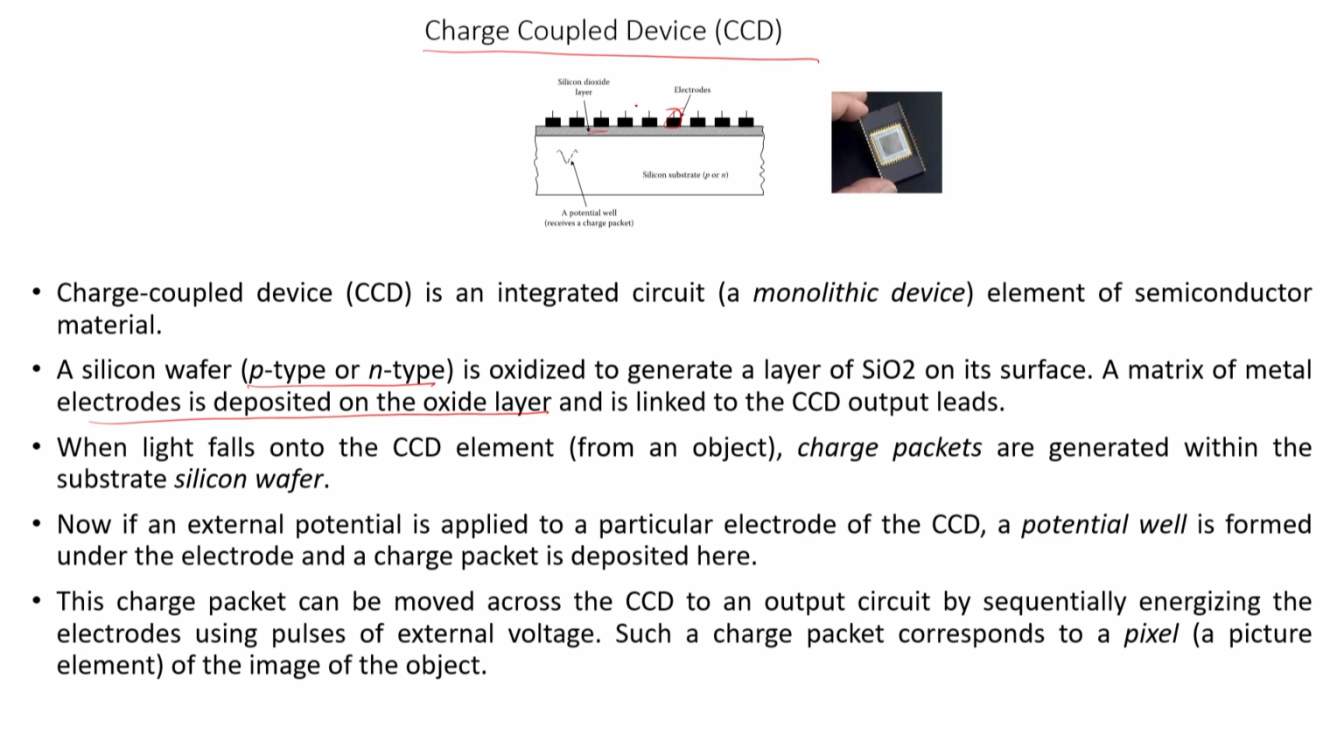When light falls onto the CCD element from an object, charge packets are generated in the system. Now, if an external potential is applied to a particular electrode of the CCD, a potential well is formed under the electrode and the charge packet is deposited here. This charge packet can then be moved across the CCD to an output circuit by sequentially energizing the electrodes using pulses of external voltage.